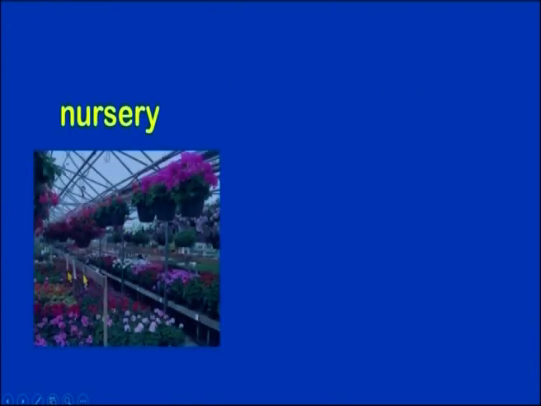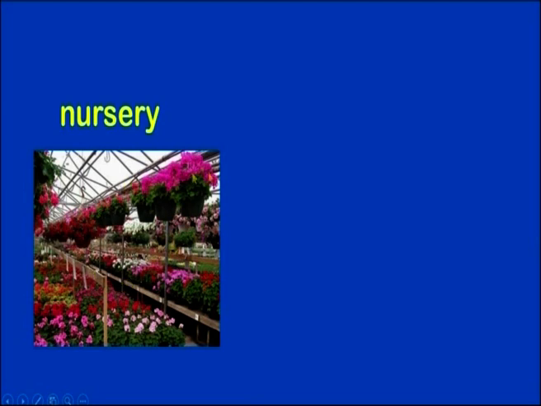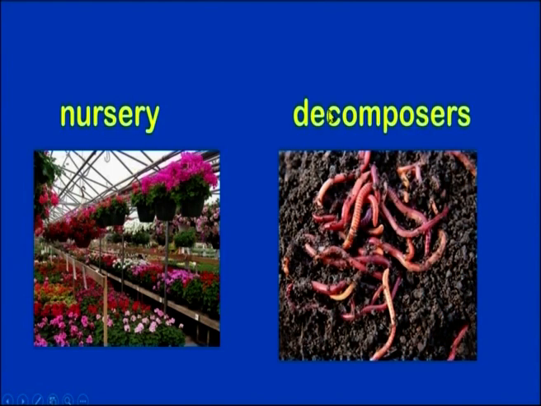Nursery. See, this is a nursery, children. Aren't the flowers very beautiful? In nurseries, we have thousands of varieties of plants and tree saplings, children. Decomposers. See here, children, did you guess what this is? You will find a lot in the rainy season. These are nothing but the earthworms. They are the decomposers, an example for the decomposers.